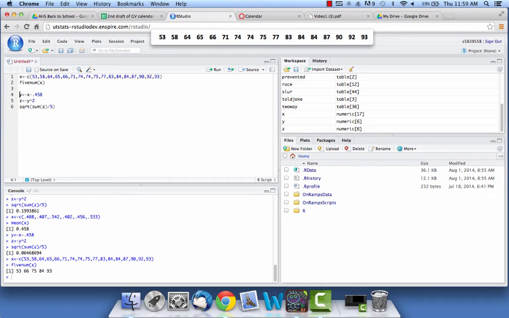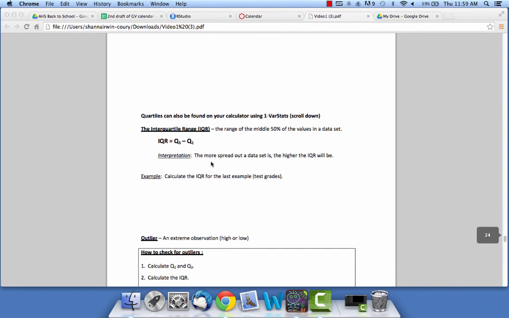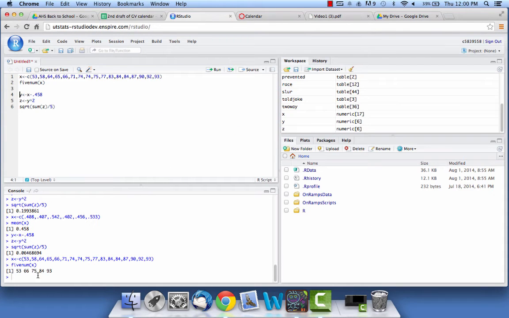If you have a skewed distribution so that you can't use mean and standard deviation, what you use is median and interquartile range. So interquartile range is going to be Q3 minus Q1. In this case, 84 minus 66, so 18. It's like the range, but it's just the inner quartiles, the range of those.